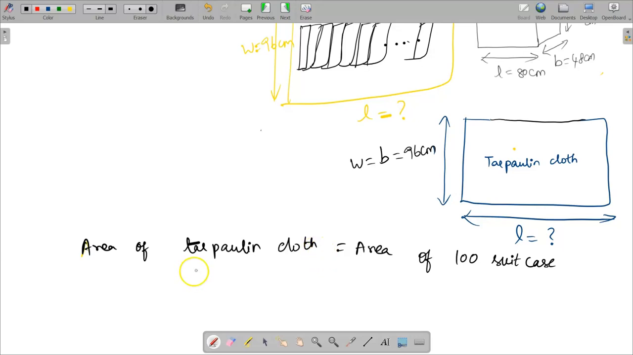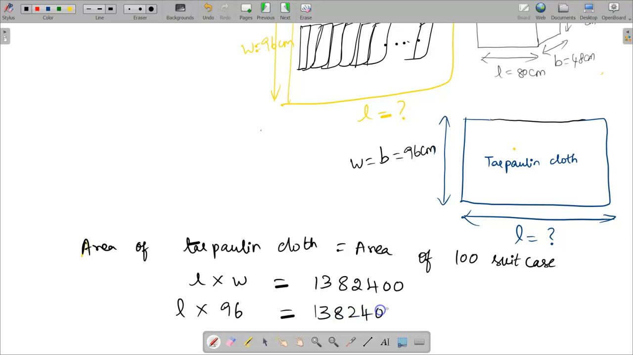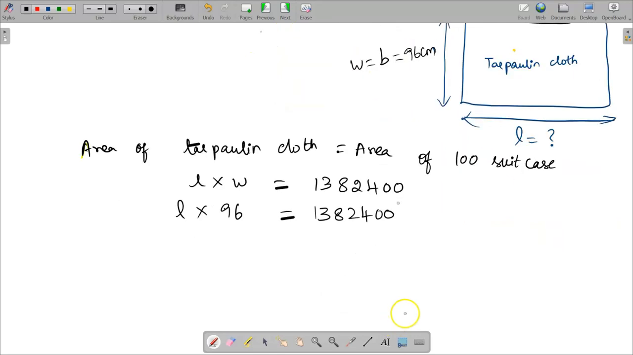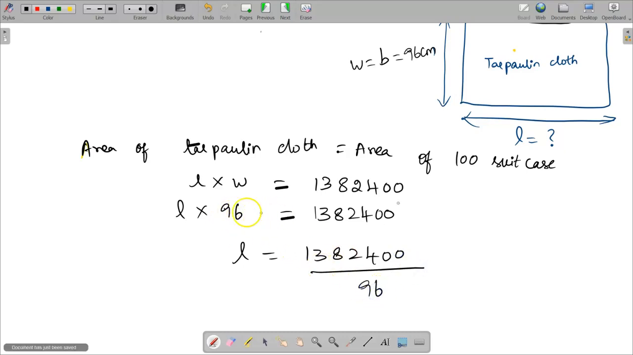So area of tarpaulin cloth is given by length into width formula, length into breadth or length into width. Area of 100 suitcases we have already determined, it is 13,82,400 centimeter square. Okay, so now what is the length? Length we have to determine. What is the width? Width is 96 centimeter. So 13,82,400 equals length into 96. To find the length, right hand side value you keep as it is, divided by 96. Since it is in the numerator, when it goes to the right hand side it comes to the denominator.